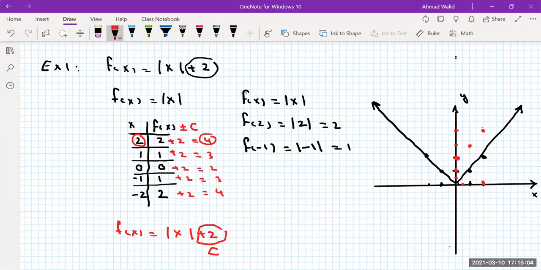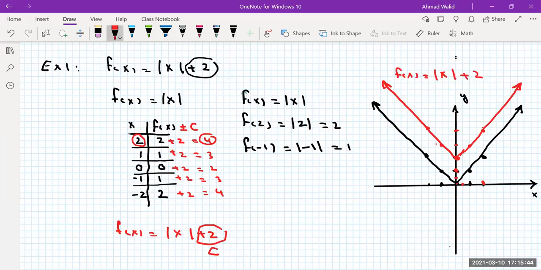When x is -1, y is 3. -1, y3, somewhere here. And -2 and 4 will be somewhere here. Now, if you connect these points, this will be the graph of the function that they are asking you to graph. This is the graph of f of x equals absolute value of x plus 2.